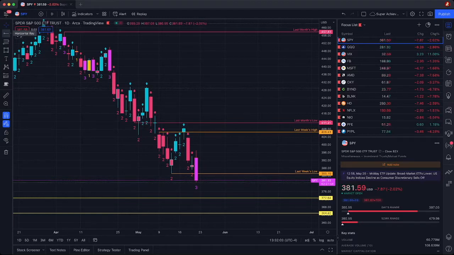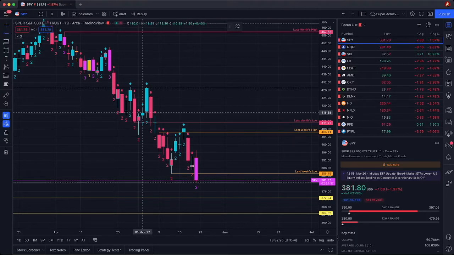Now, the reason we do that is to understand and visually see where we are compared to last week, compared to last month, compared to yesterday. So we definitely want to know where we are because there is a bigger picture going on. Again, the first thing you want to do is mark the previous day's high and low.